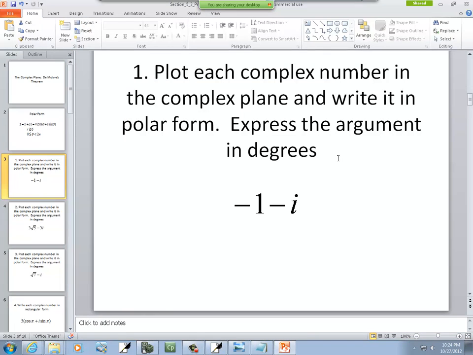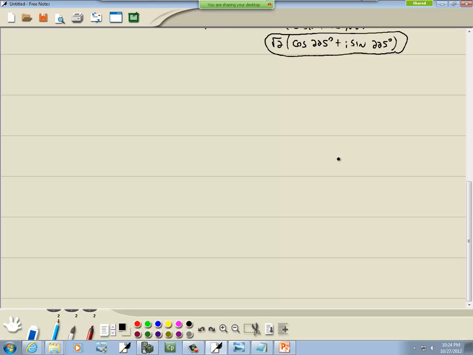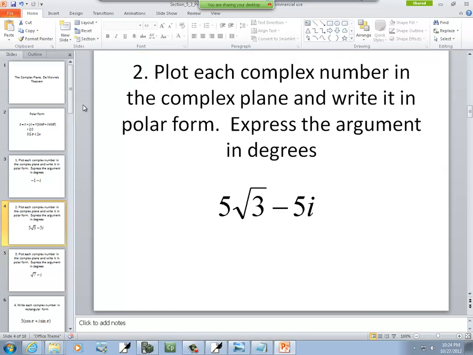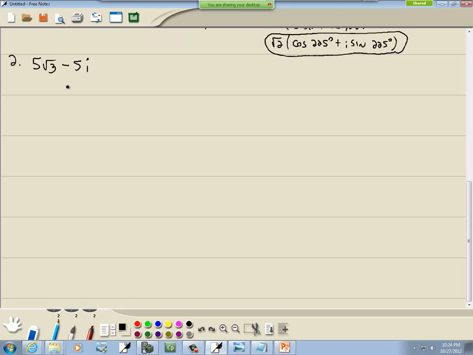So on to our next problem. We've got 5 square root of 3 minus 5i, and it says to plot each complex number in a complex plane. Now I could plug this in my calculator to get a little bit better picture of what this is equal to.